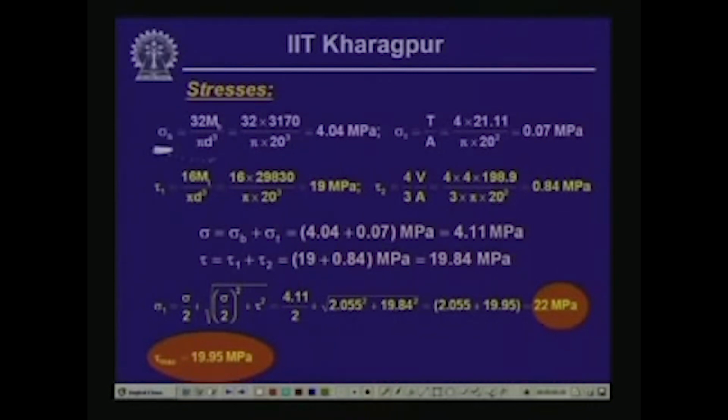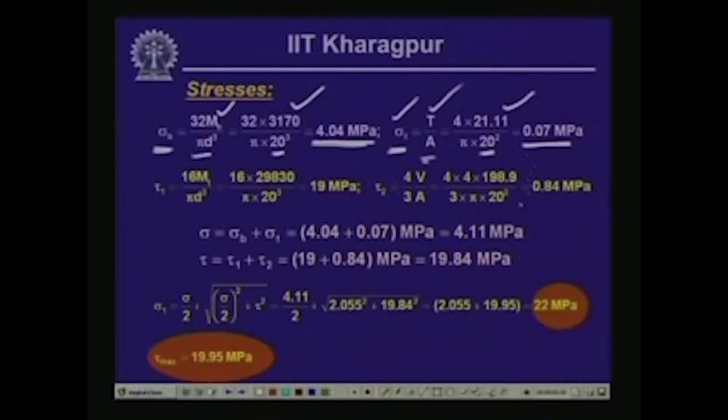Now, the bending stress sigma, as you know, is equal to 32 times the bending moment by pi d cube, and the bending moment as we have seen is 3170 Newton millimeter and d is 20 millimeter. So, this gives us a stress of 4.04 megapascal. Also, the normal tensile stress generated because of the tensile pull is equal to T by A, and the tensile pull which we have seen is 21.11 Newton divided by pi d square by 4. So, d is 20. This gives us a value of 0.07 megapascal.